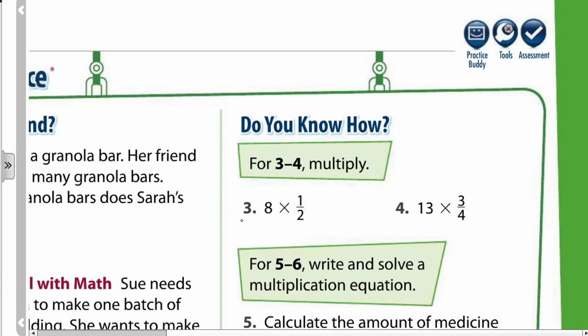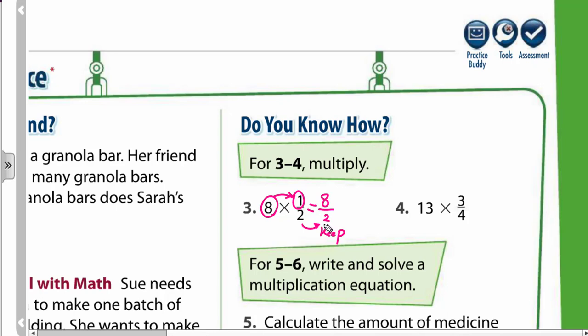8 multiply 1 over 2. Mm-hmm. 4, and 2. Why 4? My hero, follow the steps. Multiply the 8 by the numerator or the denominator? No, the numerator. What about the denominator? Keep it. Okay, 8 multiplied by 1 equals 8. And what about the denominator? Keep it.